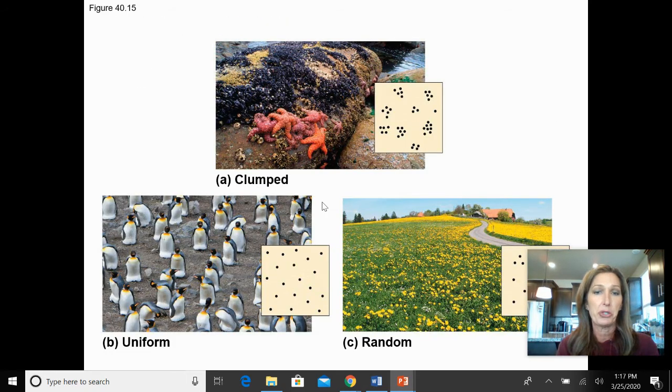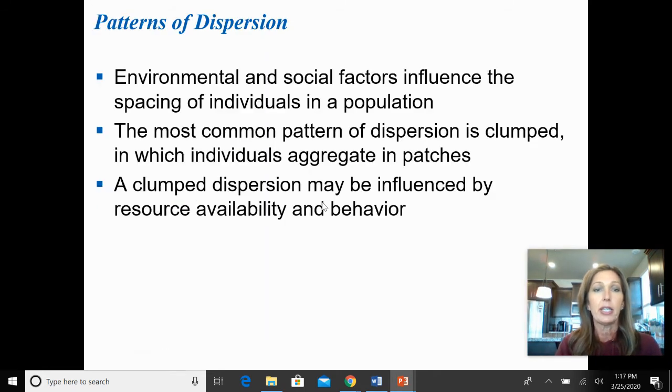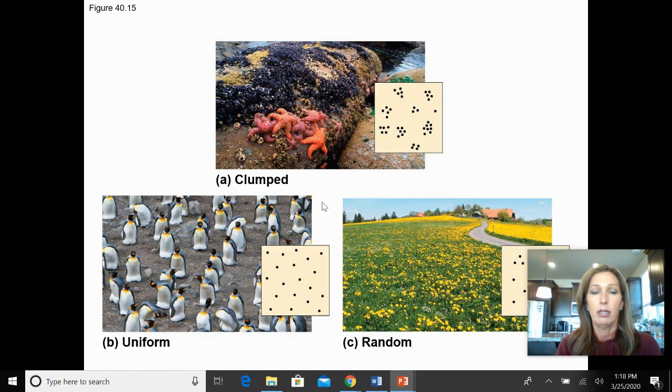Now, patterns of dispersion are really addressing how the individuals of a population are organized. Influences here are going to be food sources, availability of resources, or territorialism or something like that. The most common pattern of dispersion, and what we need to make sure that we know, is clumped. Uniform, here we've got these penguins that are in a uniform pattern, and then random is just what it means, the random distribution.